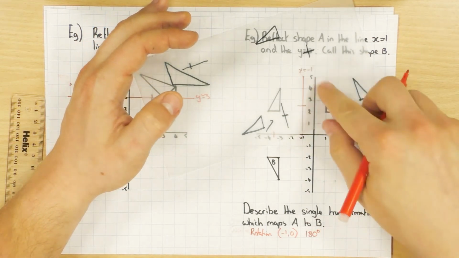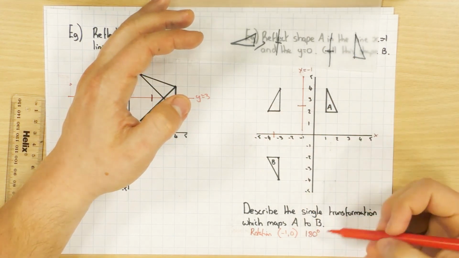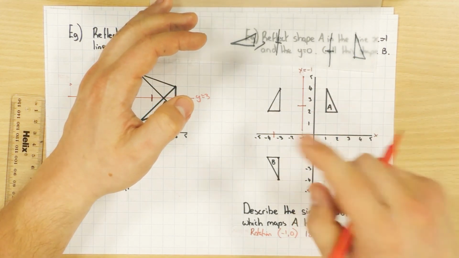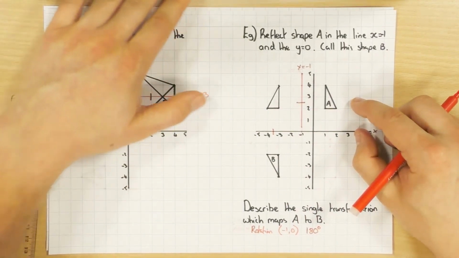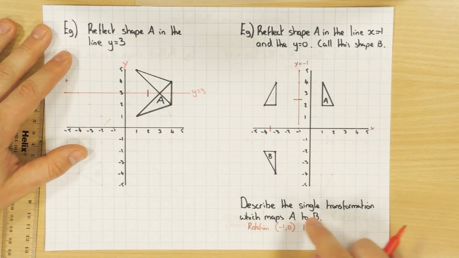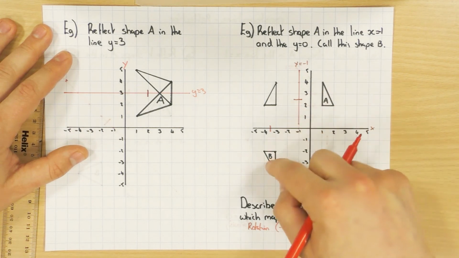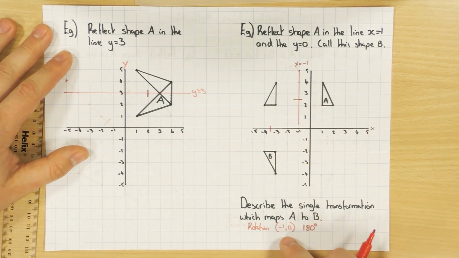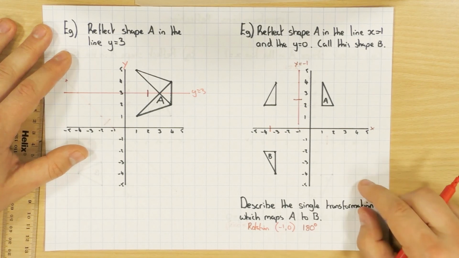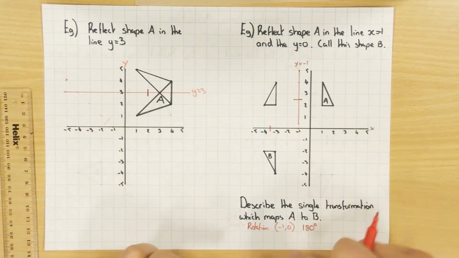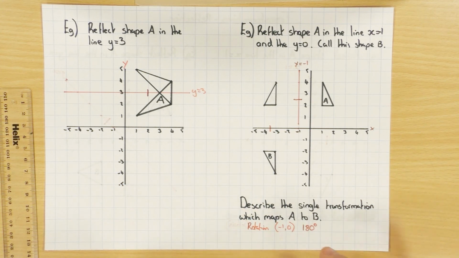And I don't need to say whether it's clockwise or anti-clockwise, because if it's 180, it's the same either way, like I said in my rotation video. Okay, so that's what the single, just one transformation would be. I've rotated this shape to this shape around that point, -1, 0, and it's 180 degrees. Okay, if it was 90 or 270, you'd need to say whether it was clockwise or anti-clockwise, but like I said, because it's 180, it doesn't matter. You don't need to say it.